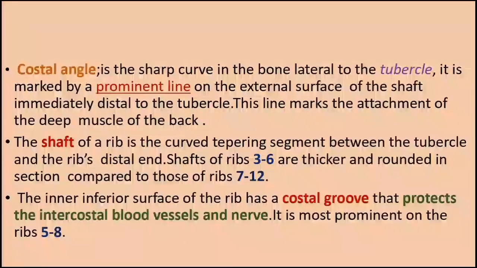The shaft of a rib is the curved, tapering segment between the tubercle and the rib's distal end. Shafts of ribs 3 to 6 are thicker and rounded in section compared to those of ribs 7 to 12. The inner inferior surface of the rib has a costal groove that protects the intercostal blood vessels and nerve. It is most prominent on the ribs from 5 to 8.